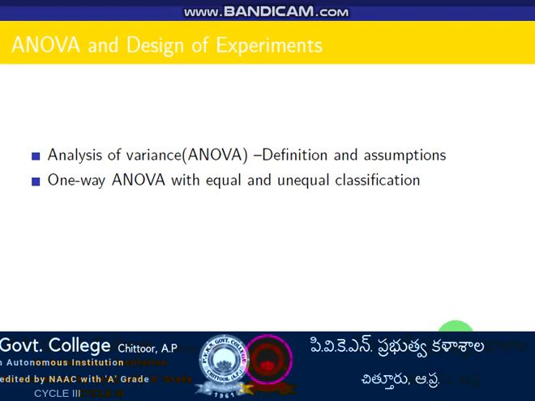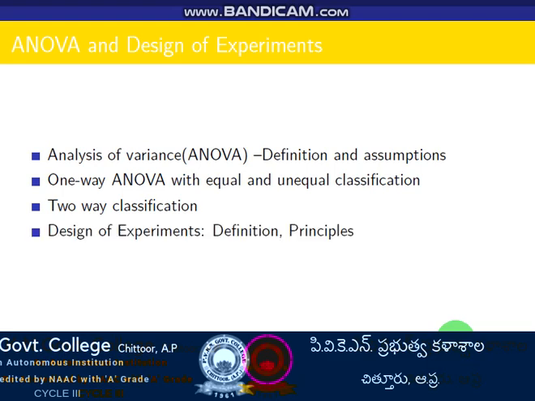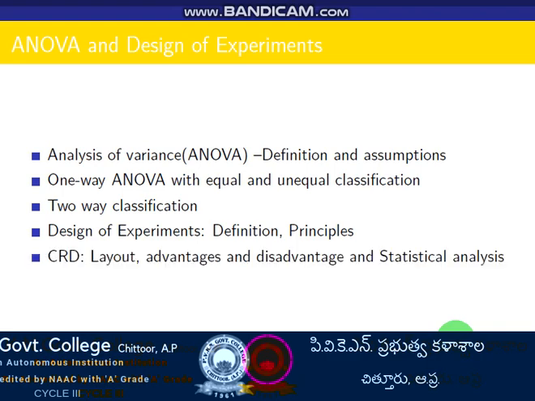In ANOVA we have 2 methods, one-way ANOVA and two-way ANOVA. In one-way ANOVA we have equal and unequal classifications. Next, design of experiments, definition of design of experiments, basic principles of design of experiments. There are 3 principles, namely replication, randomization and local control.